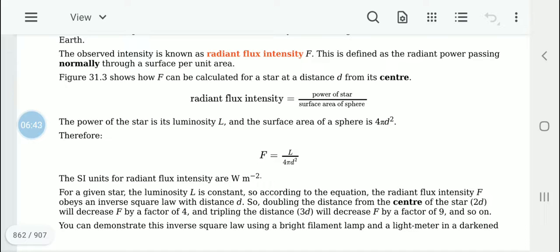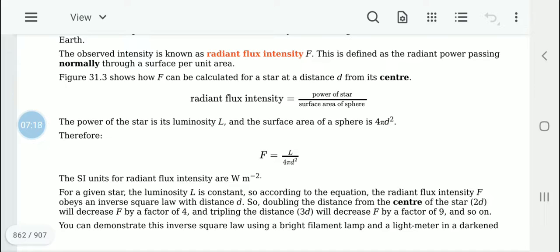So F equals L upon 4 pi d squared. L is the luminosity. Then the SI unit for radiant flux intensity, because L is the power, is watts per meter squared. For any given star, luminosity is constant. So as a result, the radiant flux intensity will obey an inverse square law with distance.